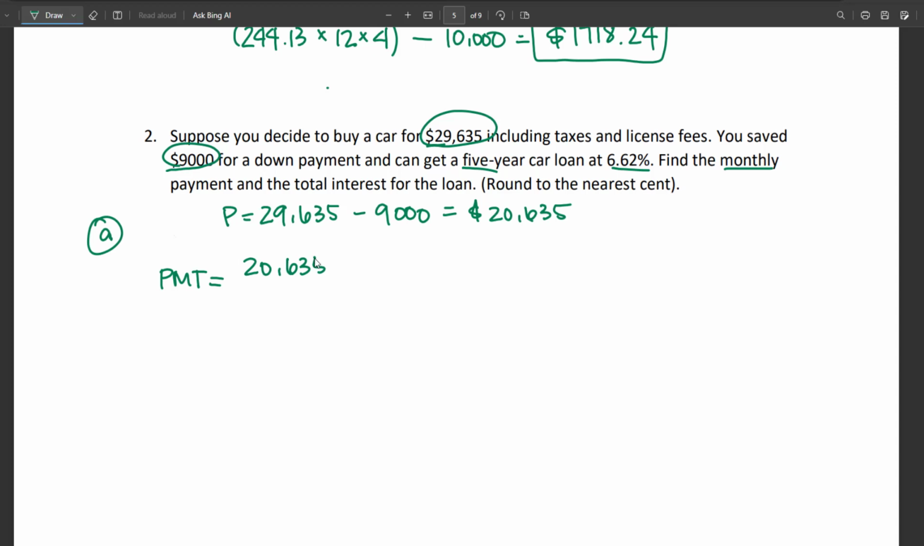So let's see what our payment will be. So principal is $20,635. The interest rate is 6.62. So 0.0662 divided by 12 for our monthly payments. 1 minus 1 plus R over N, so 0.0662 divided by 12 to the negative 12 times 5 for 5 years.